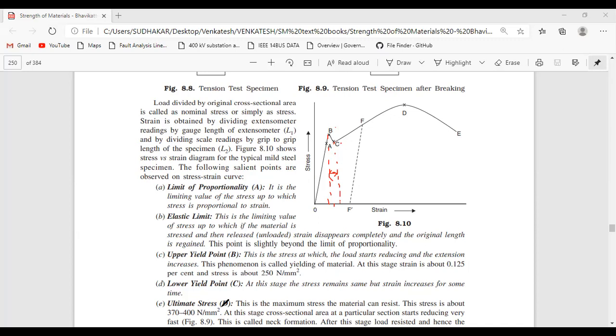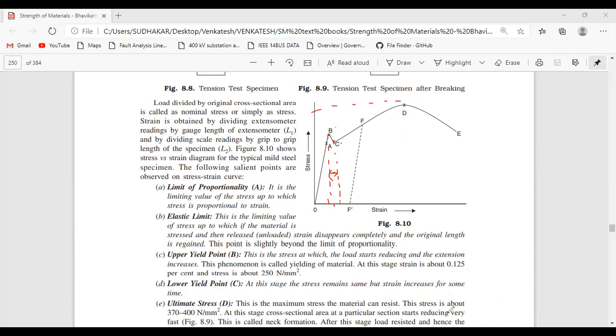And the next is the ultimate stress. The ultimate stress is the maximum stress throughout the test, the maximum stress the metal can resist. The stress is about 370 to 400 newton per mm square. At this stage, the cross-section area at a particular section starts reducing very fast. This is called neck formation.